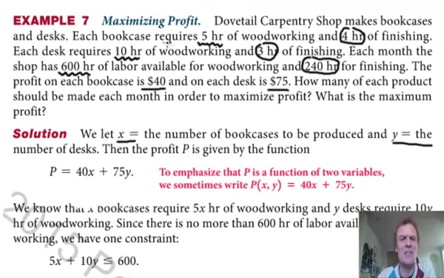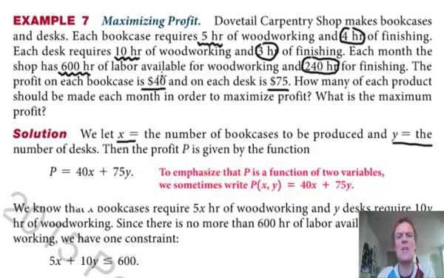Okay, bookcases and desks. Bookcase, 5 hours of woodworking, 4 hours of finishing. A desk, 10 hours of woodworking, 3 hours of finishing. But each month, the shop has 600 hours labour for woodworking and 240 for finishing. What we're doing here is, let's have a look. X is bookcases, Y is desks.